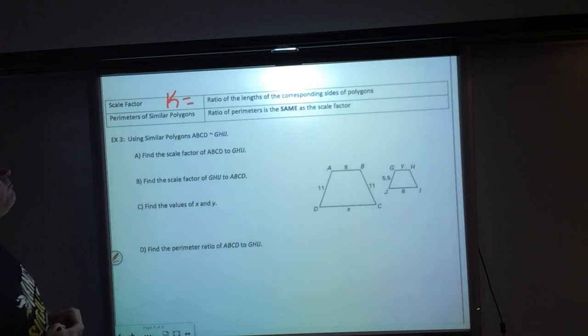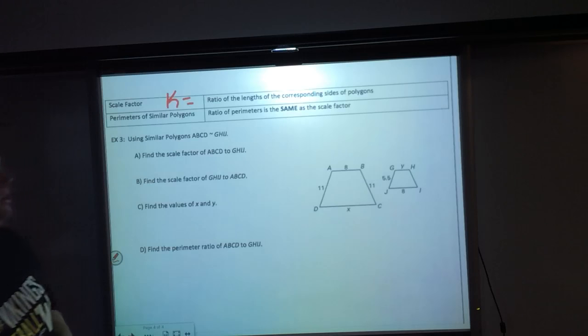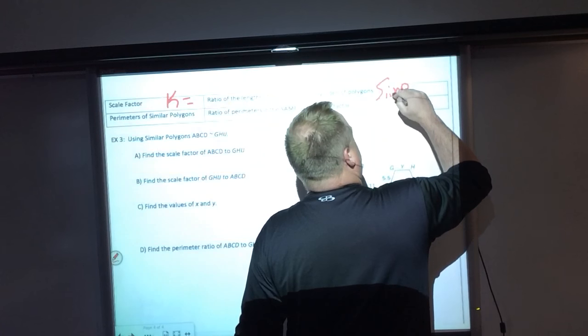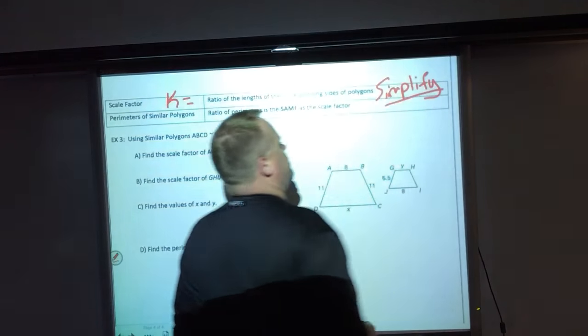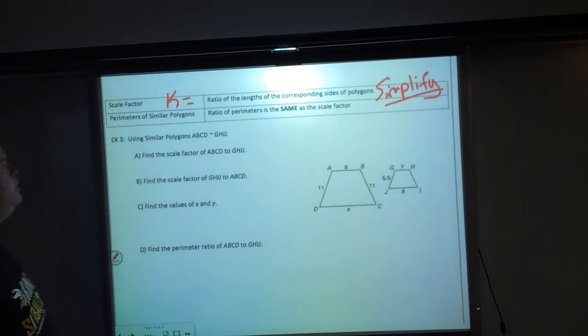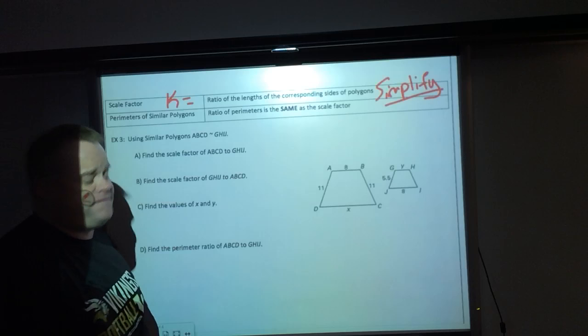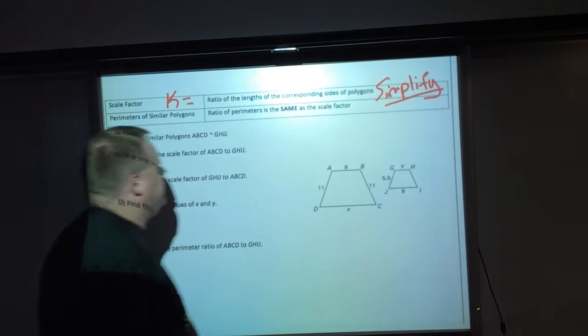All right, it says the ratio of the lengths of the corresponding sides of polygons. And remember, you can always simplify, so you don't have to leave fractions nice and big. You can simplify when doing this, okay? Perimeters of similar polygons. Ratio of perimeters is the same as the scale factor. That's a pretty big statement.